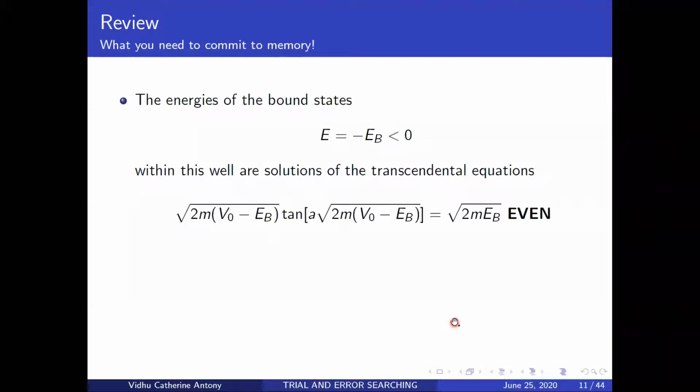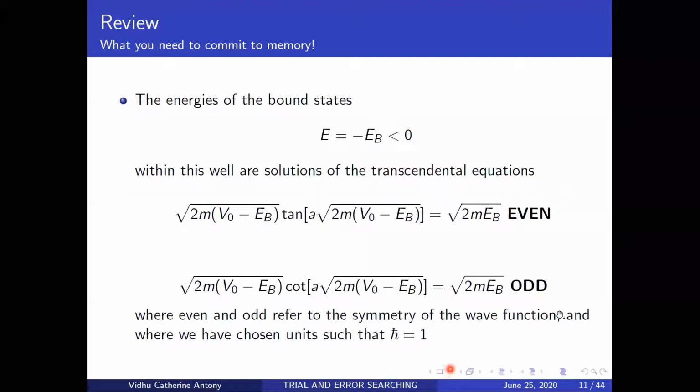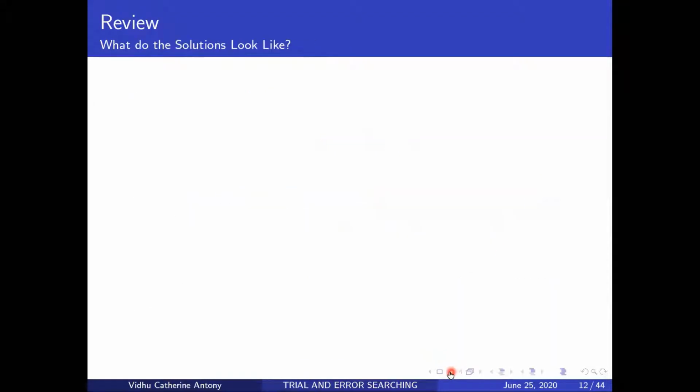So this is what you need to commit to memory. You need to remember this: root of 2m(V naught minus EB) tan of root of 2m(V naught minus EB) is equal to root of 2mEB. This is for your even wave function. This transcendental equation gives you the energy eigenvalues for the even wave function. Similarly, this is for the odd wave function, so you have a cotangent here. Here I've set h bar to be 1.